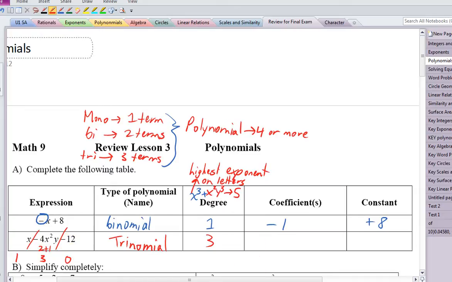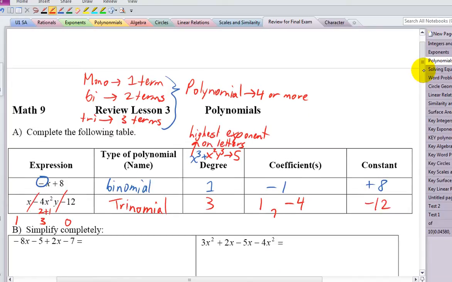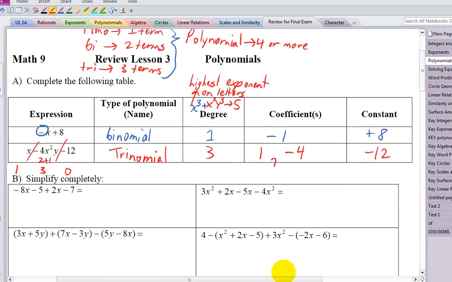What's the coefficients? -4, but what's the coefficient in front of the x? +1. Good. What's your constant? 12. Okay, keep in mind the signs stay with the terms. Okay, simplify completely. So you're going to add or subtract.